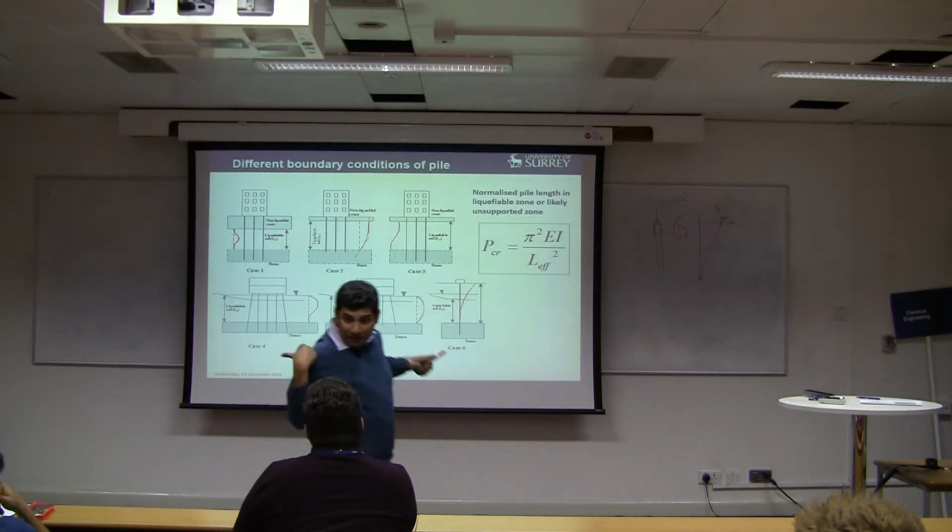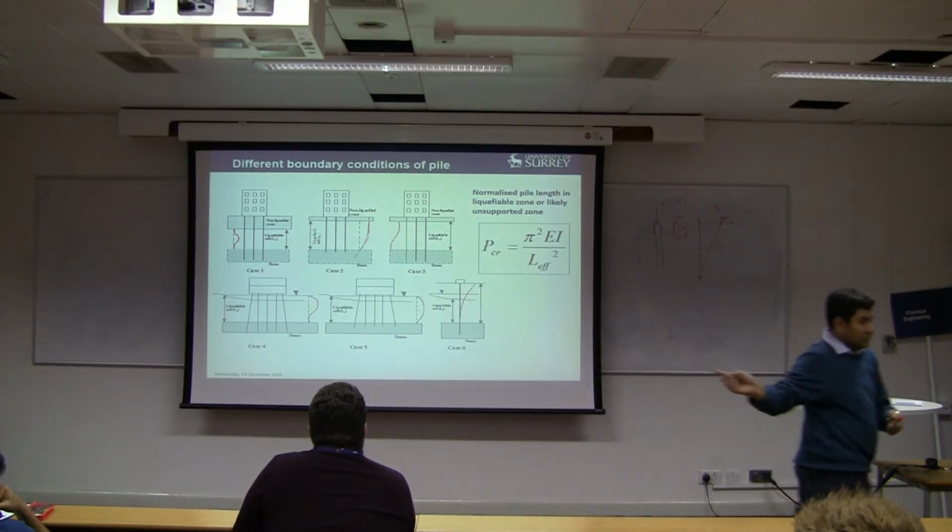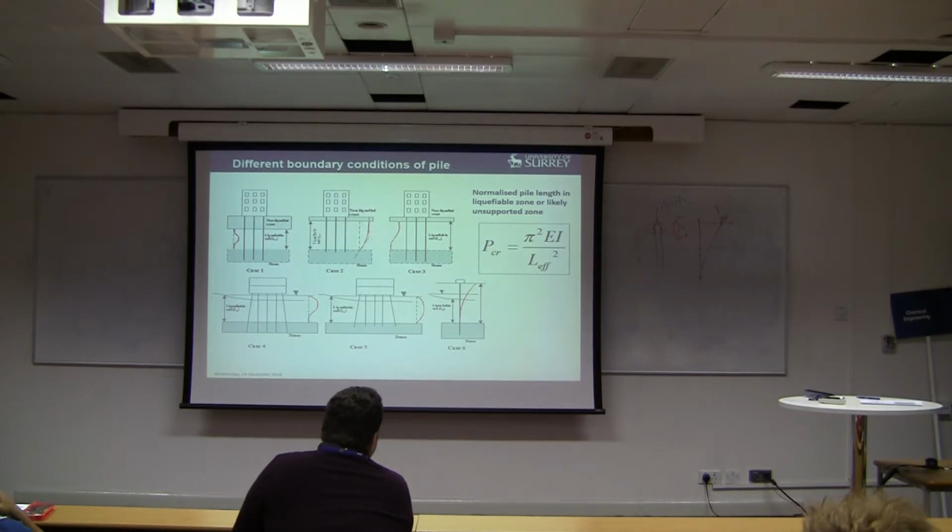Number 6 is the shore bridge pipe. How do you define a fixed end? Basically, how deep does the pile have to go to be fixed? To get fixity, it is 5 times diameter. So you have to take into account the 5 times diameter.